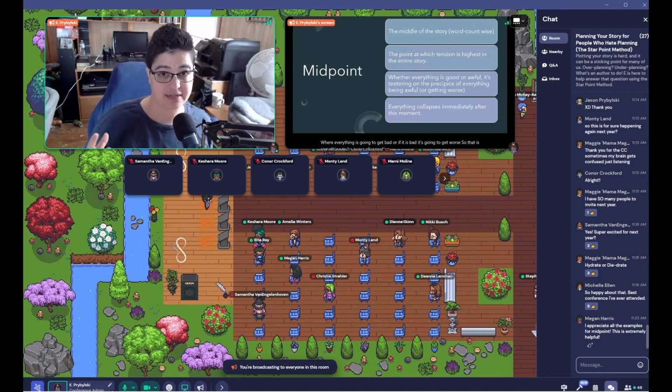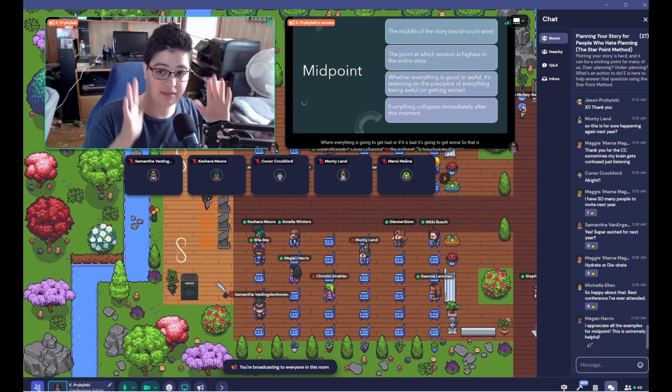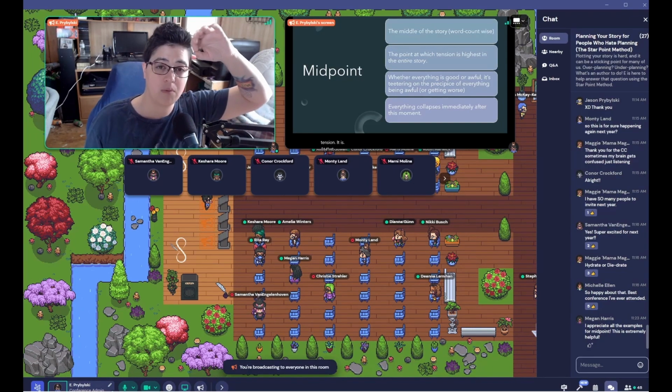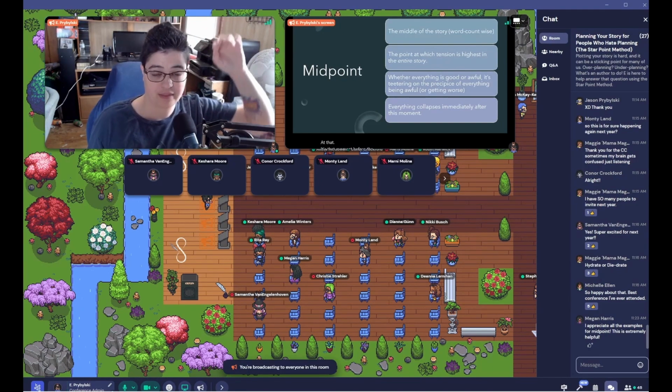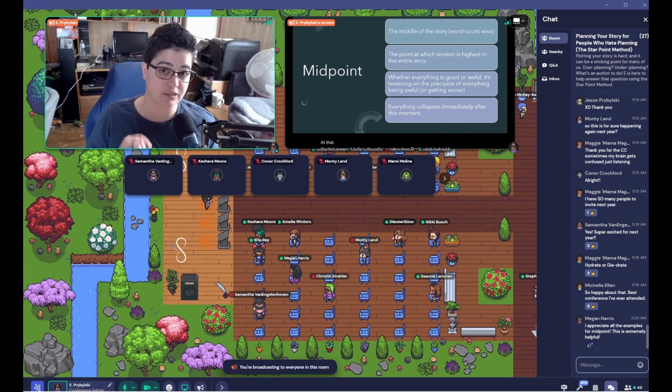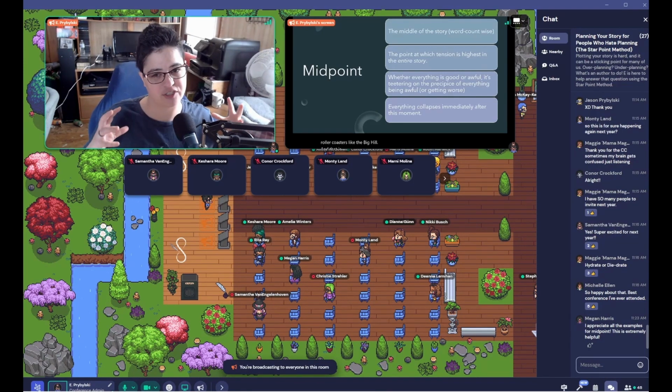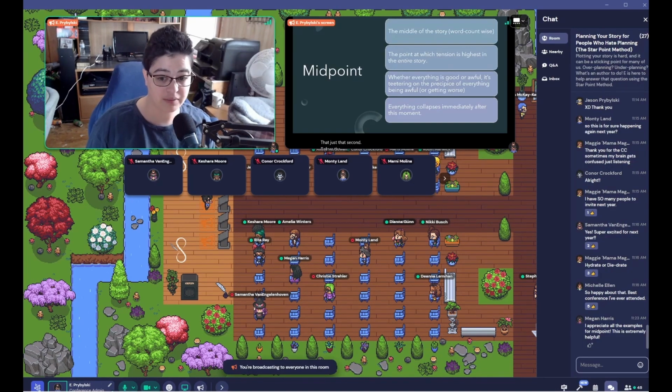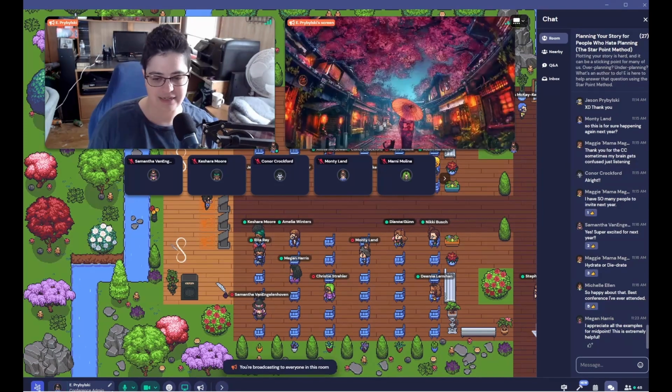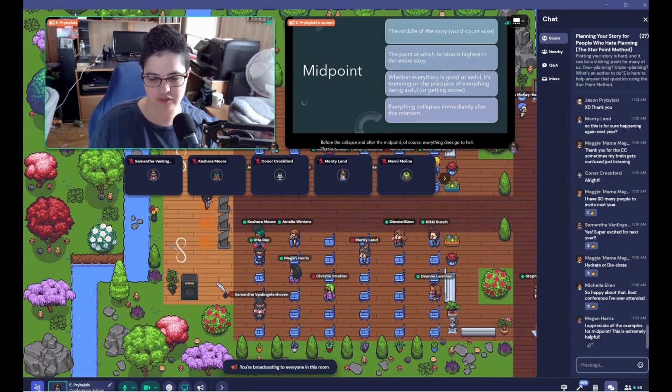That is why I say it's peak tension. It's that moment before the roller coaster drop. That's what it should feel like for your readers, and that's what it should feel like for you: the moment before the roller coaster, like the big hill. And that is essentially that second before the collapse. And after the midpoint, of course, everything does go to hell. That is a reality for the characters at this point, and if it doesn't go to hell, well, it should.